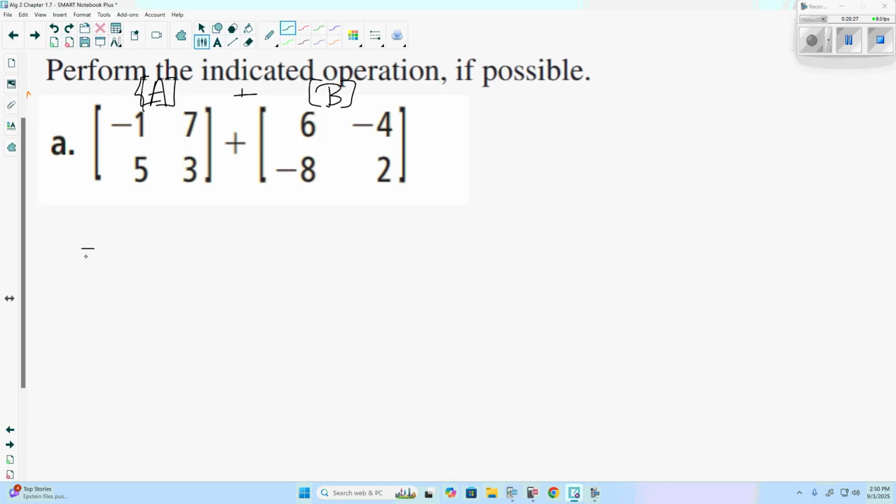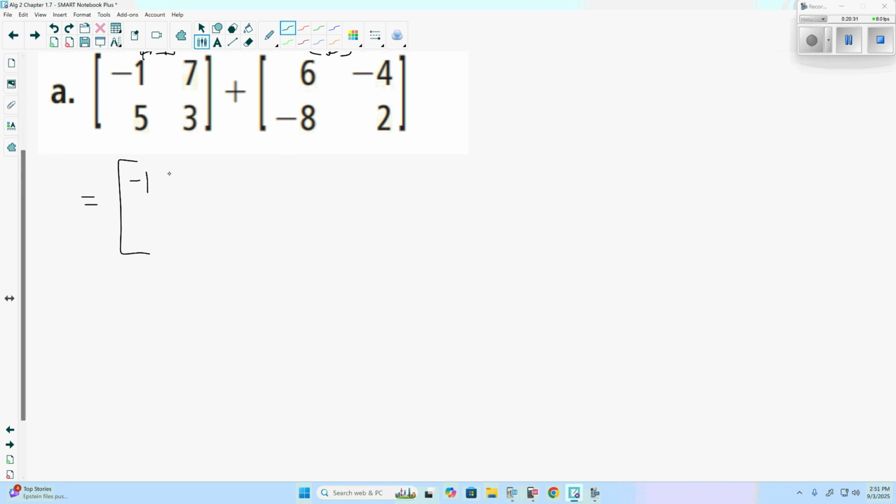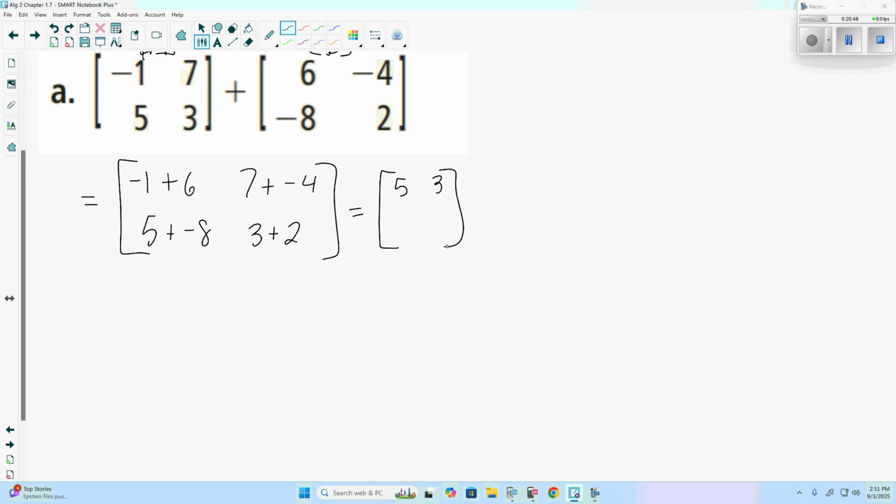And we can verify that because we would add corresponding elements. So we'd have negative 1 plus 6, 7 plus negative 4, 5 plus negative 8, 3 plus 2. Well, negative 1 plus 6 is 5. 7 plus negative 4 is 3. 5 plus negative 8 is negative 3. And the last one, 3 plus 2, is indeed 5.